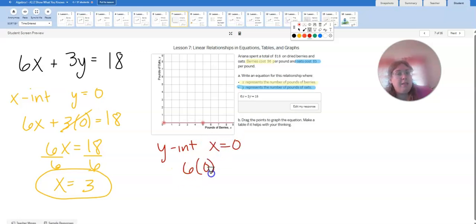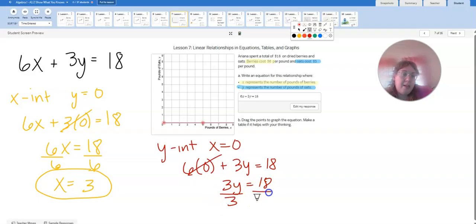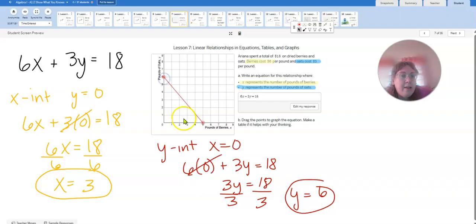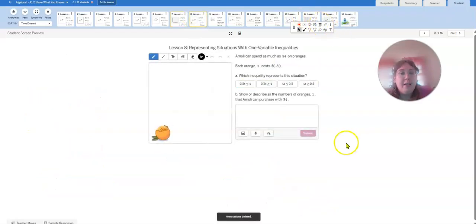So our x-intercept is 3, and our y-intercept is when x is 0. So we have 6 times 0 plus 3y equals 18. So that's 3y equals 18. Divide both sides by 3 to get y equals 6. So our y-intercept is 6. So we put that dot on 6 on the y-axis, and our x-intercept is 3. So there's our graph. And we solved that by using our intercepts. Beautiful. Push ahead to the next slide.